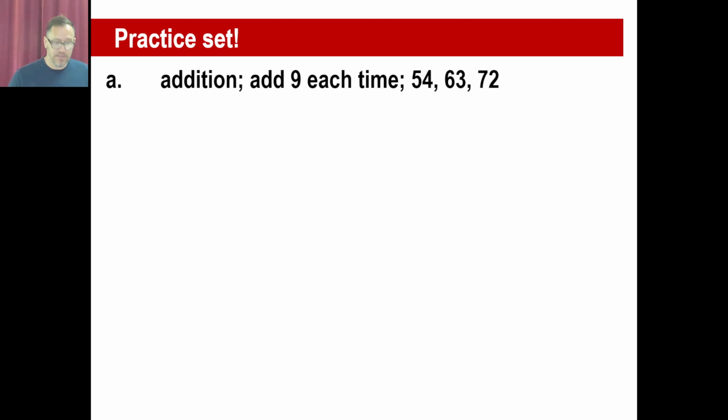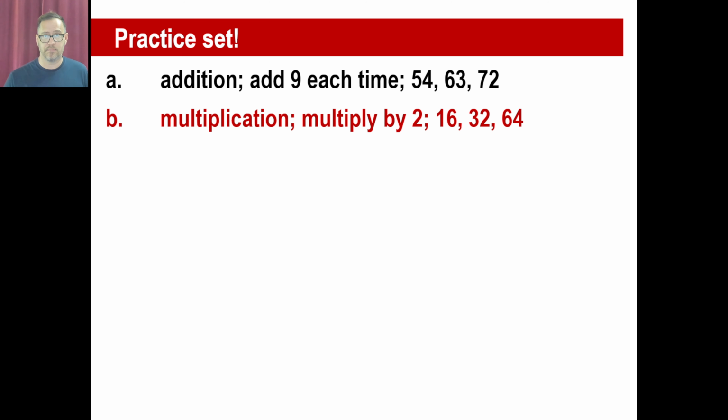Okay, A is an addition, right? Because all you're doing is adding 9 each time. So the next would be 54, 63, 72, and so on. Okay, pause it and try B. Okay, that's a multiplication, right? Because each time you're doubling the number. You're multiplying by 2. The next one will be 16, 32, 64, and so on.